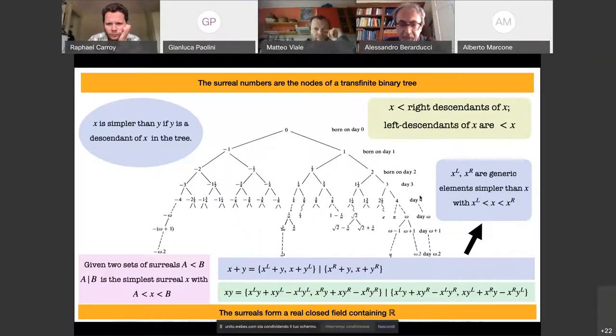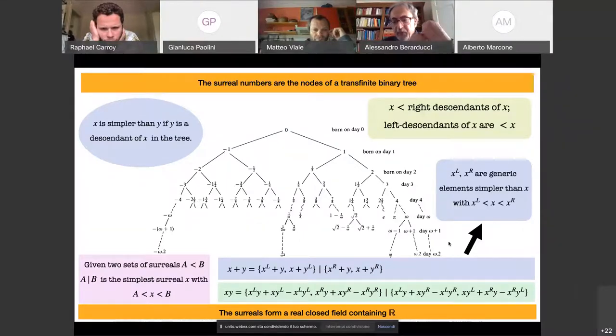The reals appear on the finite levels. You have the dyadic rationals at level omega. If you look carefully in the picture that I drew, you have somewhere all the real numbers, square root of 2, pi, and you also have some new numbers. For instance, the ordinal omega itself is at level omega, and 1 over omega is also at level omega, and also 1 minus 1 over omega. You have reals and infinite and infinitesimal elements at level omega, and then you can go on. So you have the ordinals and the reals, the ordinals on the right branch, but it's a real closed field.